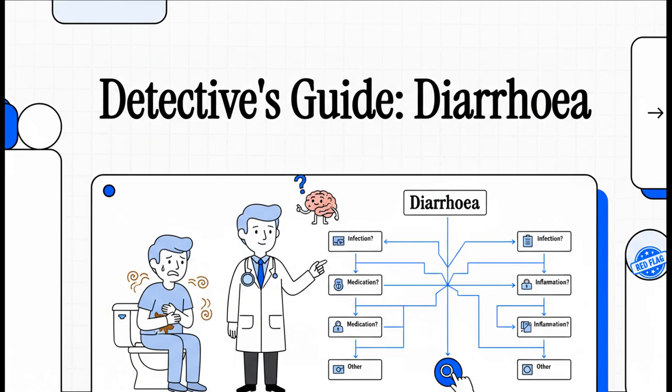Okay, so picture this. A patient presents with diarrhea. It's one of the most common things we see, right? But the list of what could be causing it is absolutely huge. So, as a clinical detective, where in the world do you even begin your investigation?